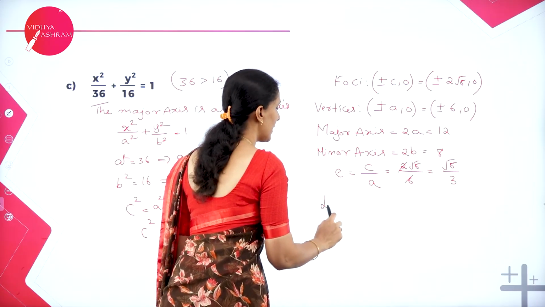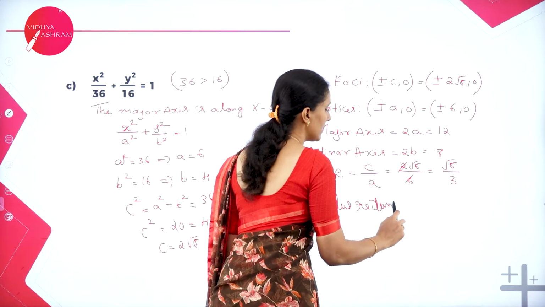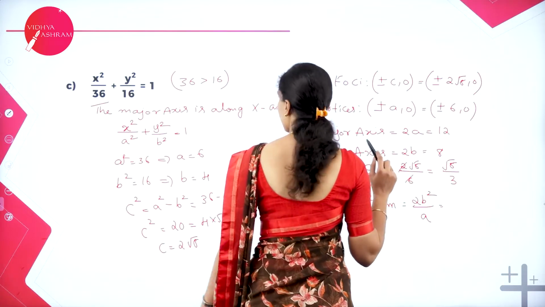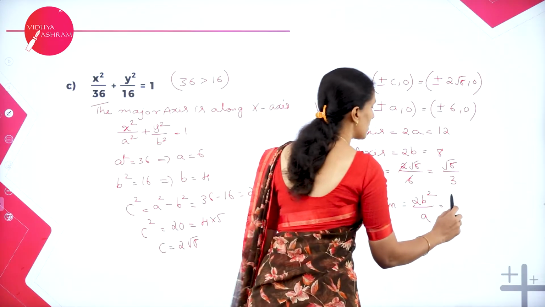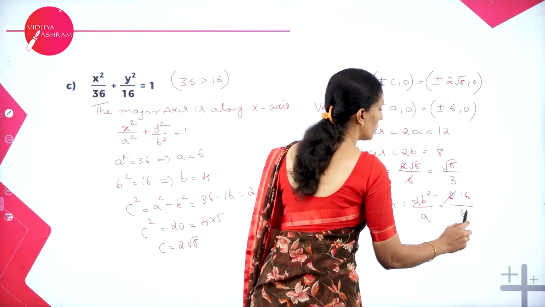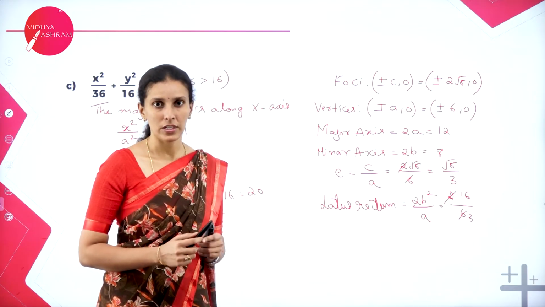Next, we need latus rectum. So latus rectum is 2b square divided by a. So b square is nothing but 16. So it is 2 into 16 divided by, here you have 6. 2 ones are, 2 threes are. So the value will be equal to 16 by 3.